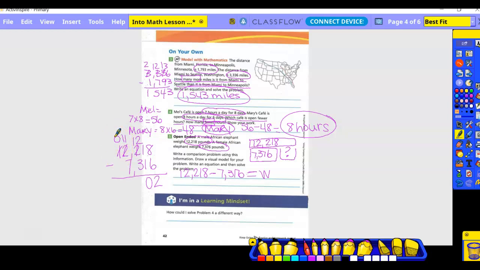So 12 minus 3 is 9. 11 minus 7 is 4. So 4,902 pounds. Okay, so now we'll look over homework.